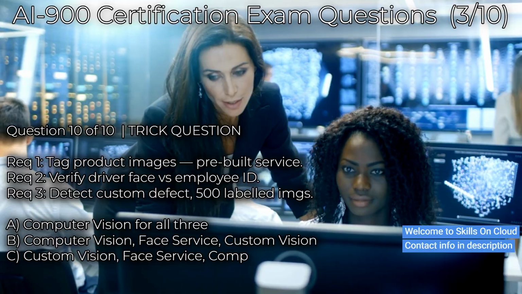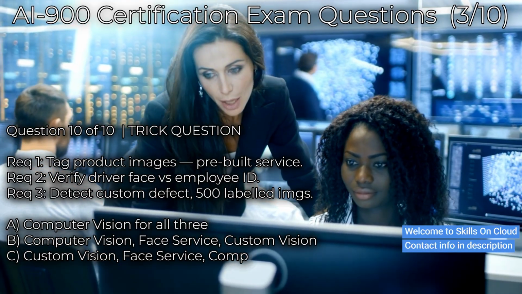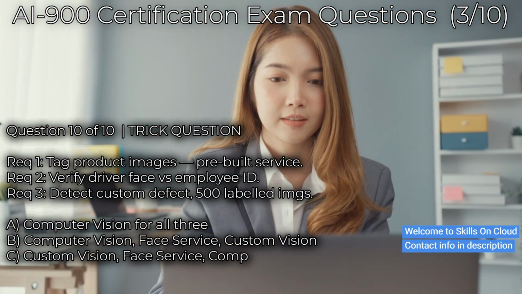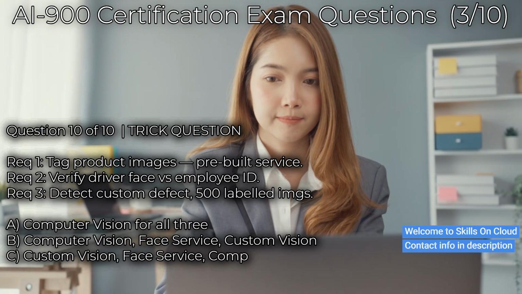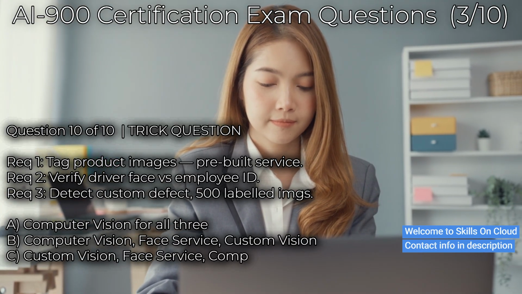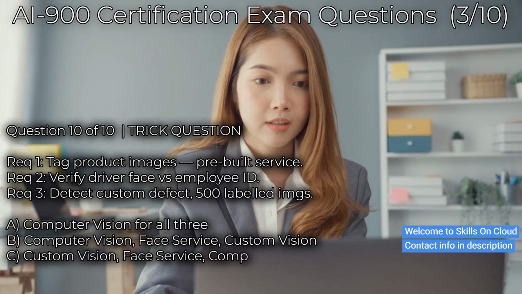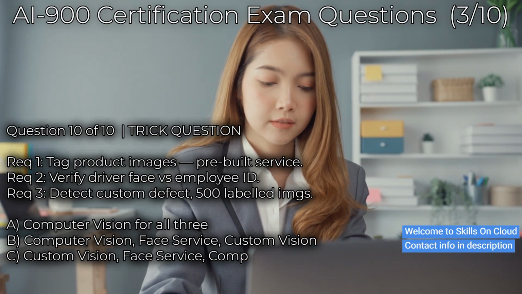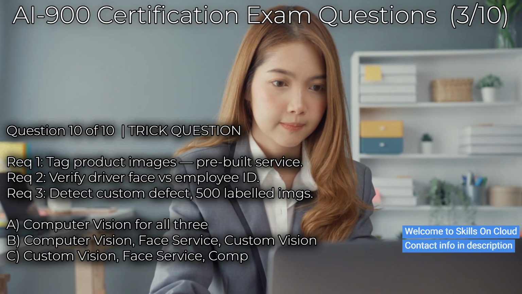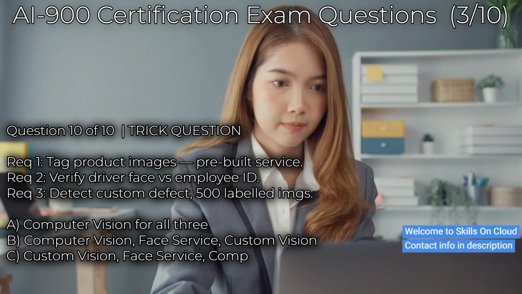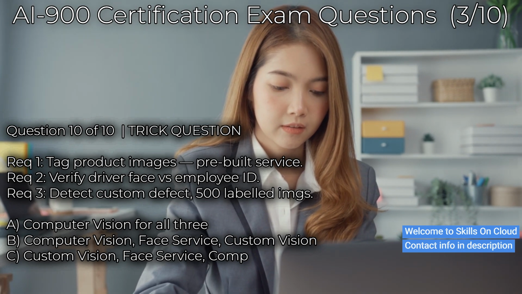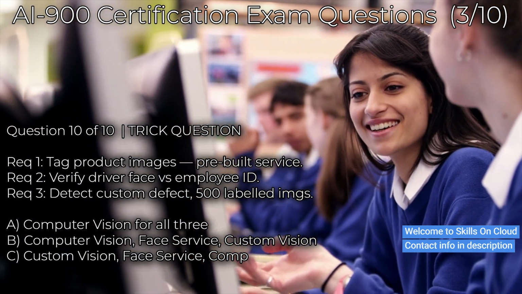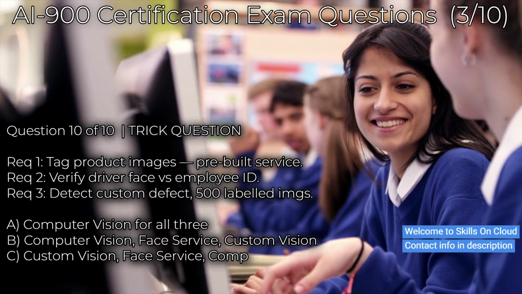Option A, Azure Computer Vision Service for all 3 requirements. Option B, Azure Computer Vision Service for the first requirement, Azure Face Service for the second, and Azure Custom Vision for the third. Option C, Azure Custom Vision for the first requirement, Azure Face Service for the second, and Azure Computer Vision Service for the third. Option D, Azure Computer Vision Service for the first requirement, Azure Custom Vision for the second, and Azure Face Service for the third. Now here is where many candidates go wrong. They either assume one service can do everything, or they swap the face service and custom vision roles.